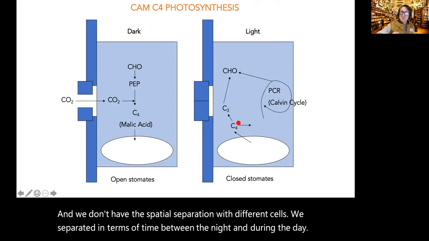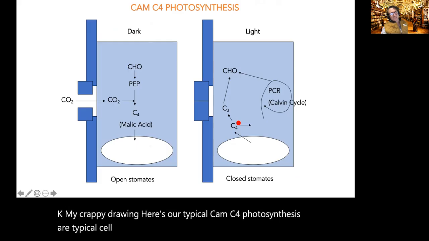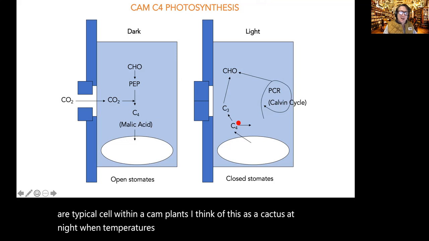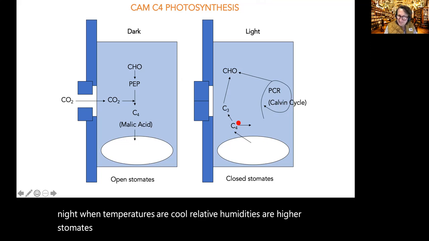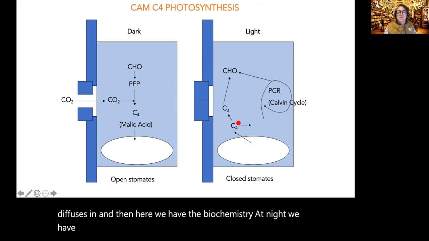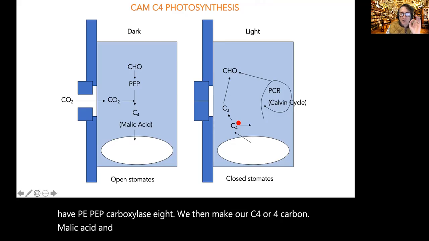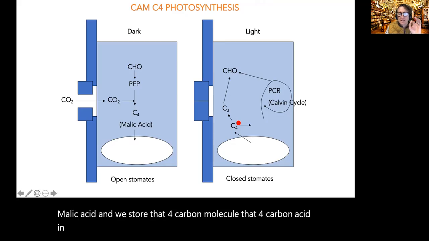Okay, my crappy drawing. Here's our typical cell within a CAM plant. So think of this as a cactus. At night, when temperatures are cool and relative humidities are higher, stomates open on the cactus, or a succulent plant, and CO2 diffuses in. And then here we have the biochemistry at night. We have PEP carboxylase. We then make our 4-carbon malic acid, and we store that 4-carbon acid in the vacuole of these cells.